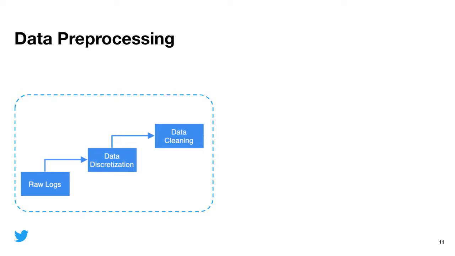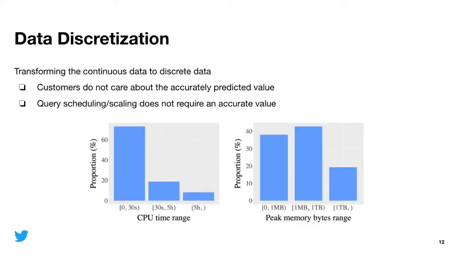In the very first step, we would like to do some data preprocessing for the training dataset, aka the raw logs. We have applied data discretization and cleaning here. Data discretization means that we transform the continuous data, like CPU time or peak memory bytes, into some ranges. In that case, we convert a regression task into a classification task. So why did we do this?